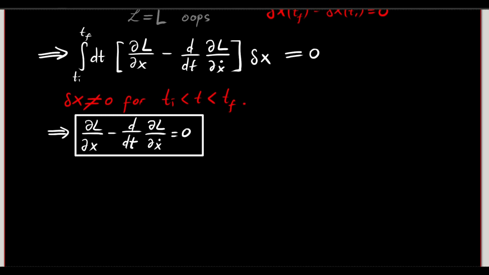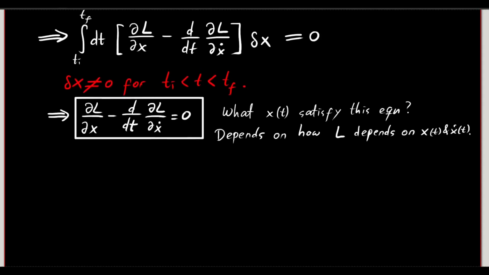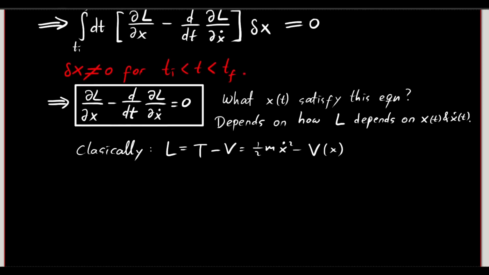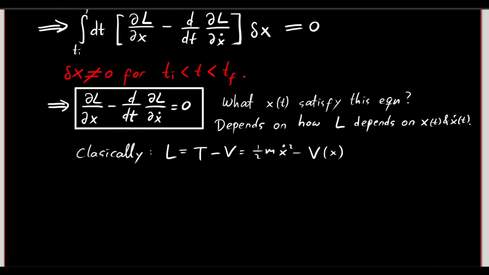Alright, now that we got here, the question was, what kind of x of t minimizes S? Or now that we have this equation, what x of t satisfies this equation? Well, it depends on how L depends on x of t and x dot of t. Classically, it is T minus V, the kinetic energy minus the potential energy. But bottom line is, if we know L and we can express it in terms of x and x dot, we can find x of t.